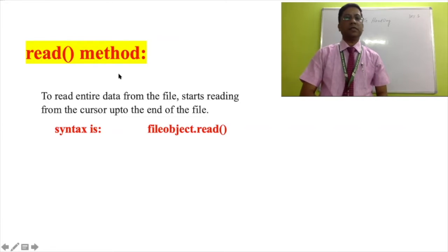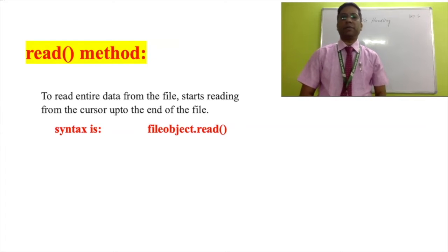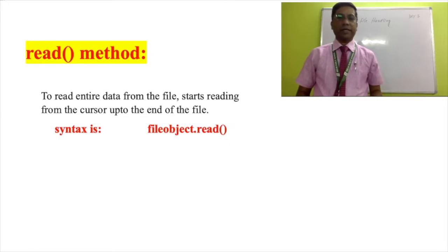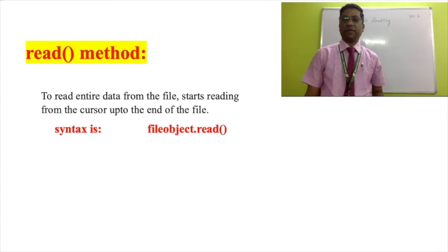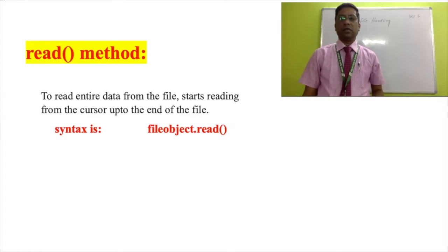Now let us understand what is the work of the read method and what is its return type. If you want to read the entire content of the file, then you can use the read method. What the read method does is it takes the entire content of the file as a string and returns it as one string. The syntax of the read method is file object dot read.